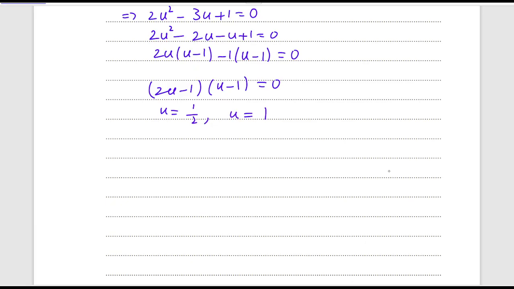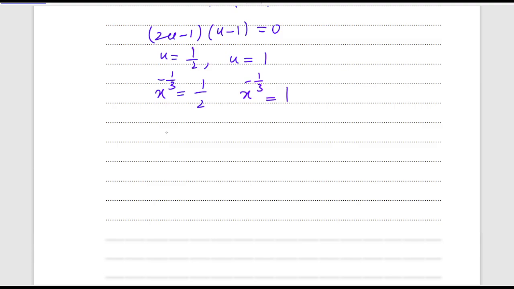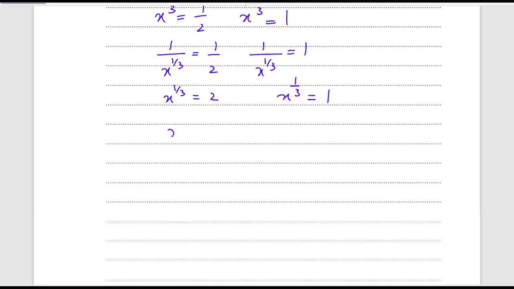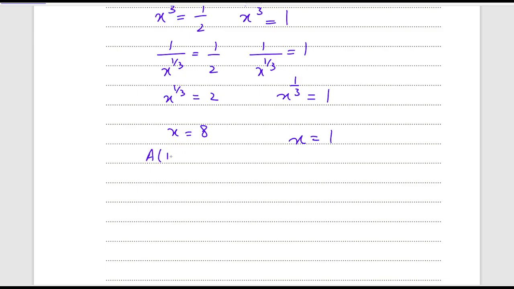Now we need the values of x, so replace u by its substitution. x raised to the power minus 1 over 3 is equal to 1 over 2 and x raised to the power minus 1 over 3 is equal to 1. Or we can write 1 over x to the power 1 over 3 is equal to 1 over 2 and 1 over x to the power 1 over 3 is equal to 1. Cross multiply: x to the power 1 over 3 is equal to 2 and x to the power 1 over 3 is equal to 1. Taking the cube on both sides, x equals 8 and x equals 1. So the coordinates of point A are (1, 0) and the coordinates of point B are (8, 0).